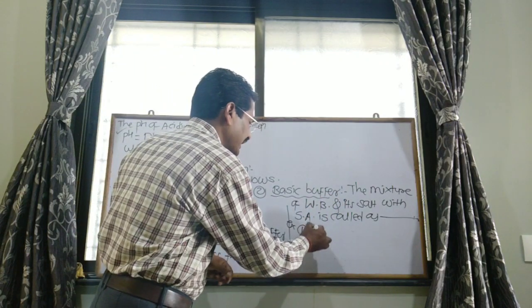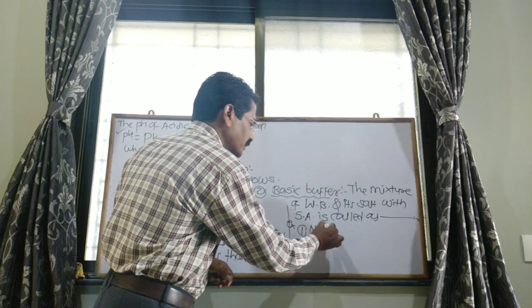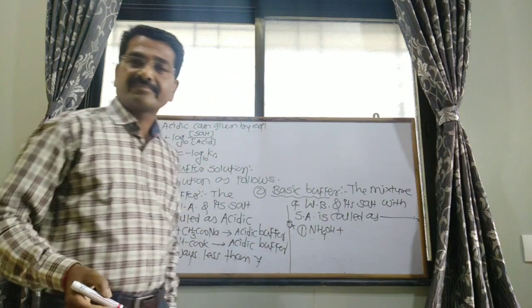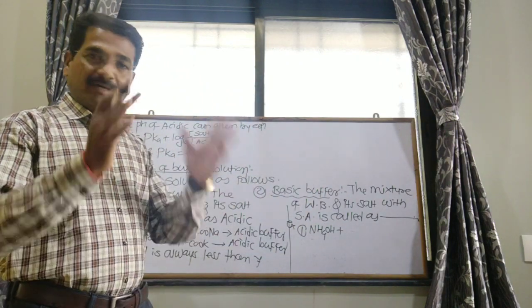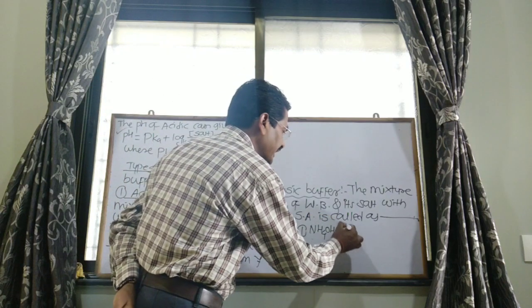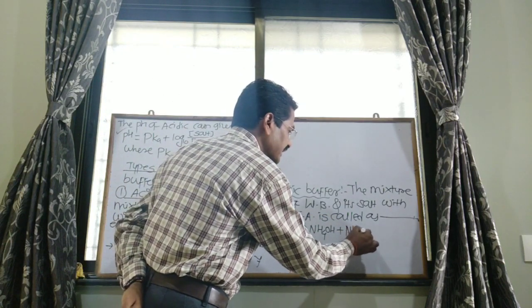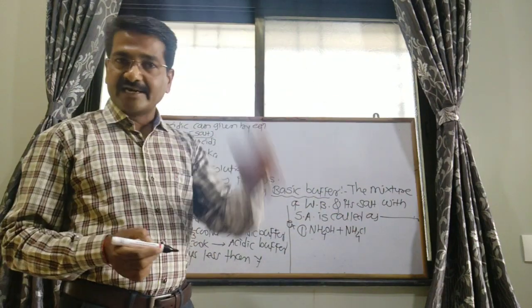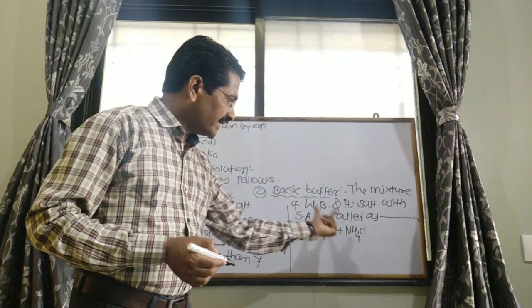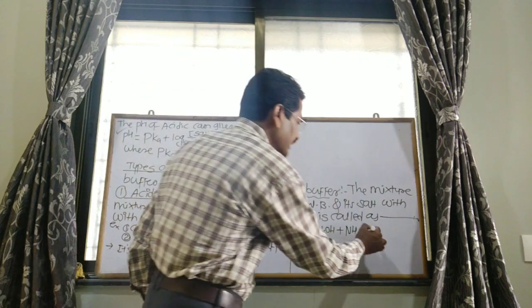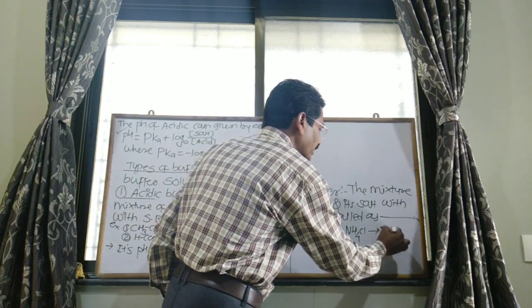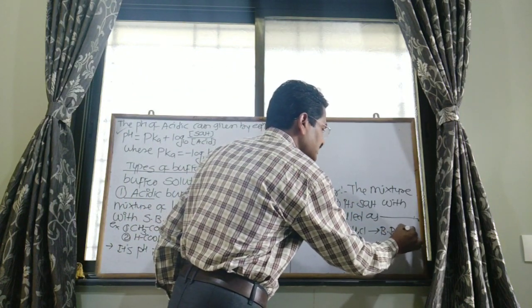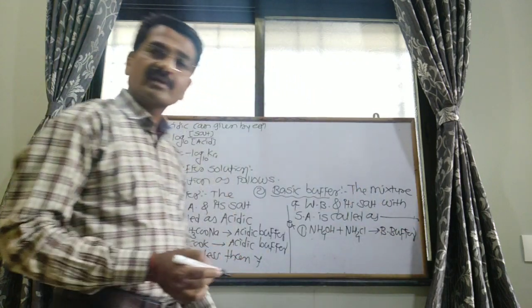Suppose NH4OH is the weak base, and its salt NH4Cl can be made from the weak base NH4OH and the strong acid HCl. The mixture of both NH4OH and NH4Cl is called a basic buffer. This is the basic buffer.